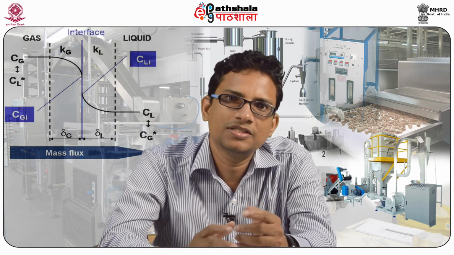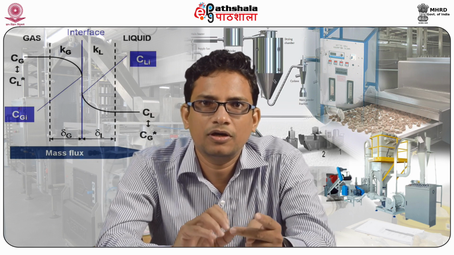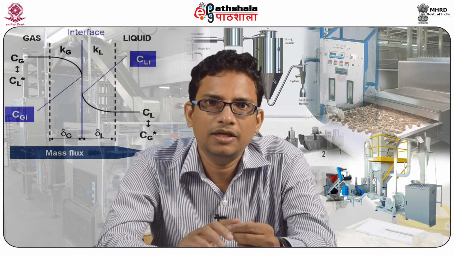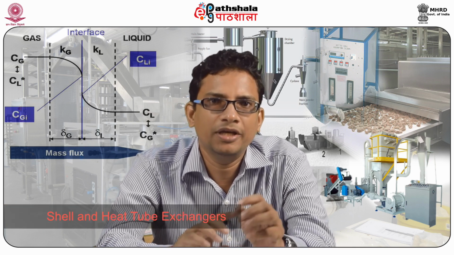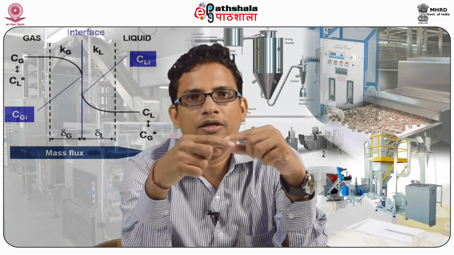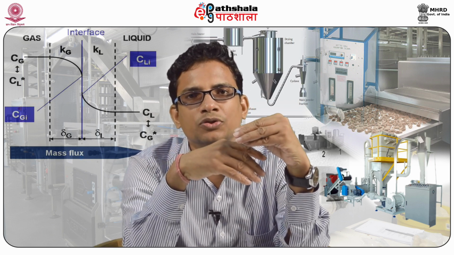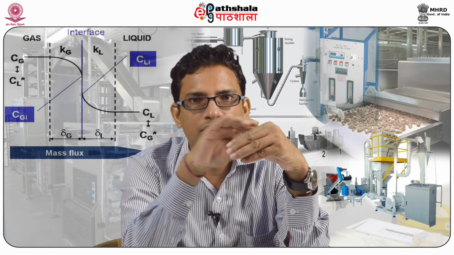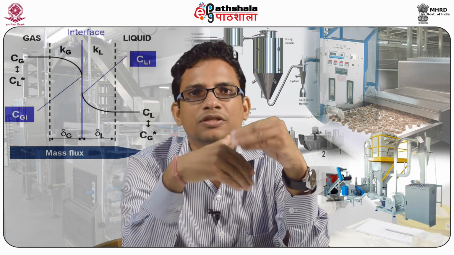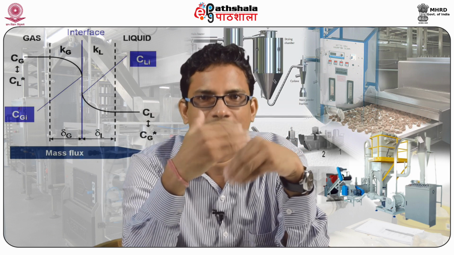Now let us discuss two basic types of heat exchangers used in food processing. One is the shell and tube heat exchanger and another one is the parallel plate heat exchanger. In the shell and tube heat exchanger, many tubes are bundled and around the bundled tubes there is one shell. One fluid flows across the tube and the other fluid flows in the shell side. So there will be exchange of heat between the tube side and the shell side.